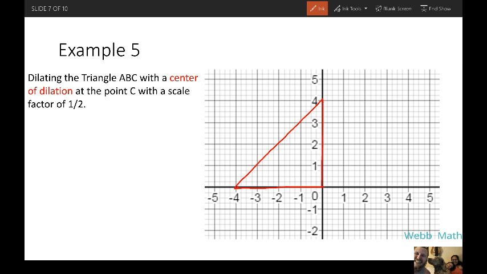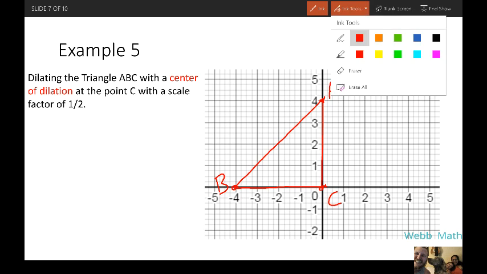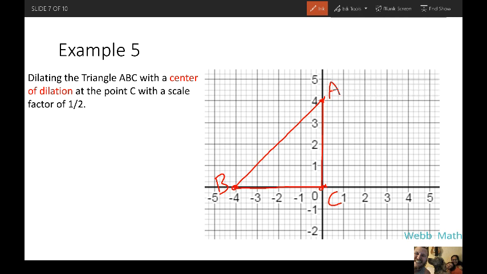Okay, like this. A is right here. B is right here. And C, our center of dilation, is at 0 comma 0. Now, you can go ahead and use the rule if you like. That would probably make it simpler. But I'm just going to go ahead and do this visually for most of you.